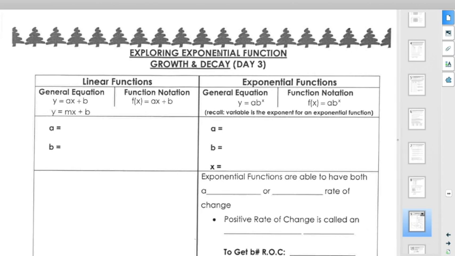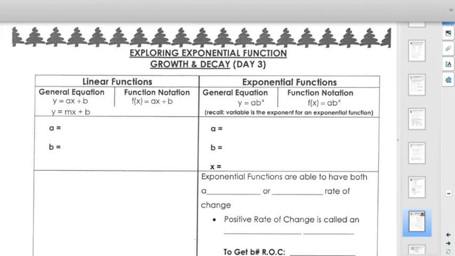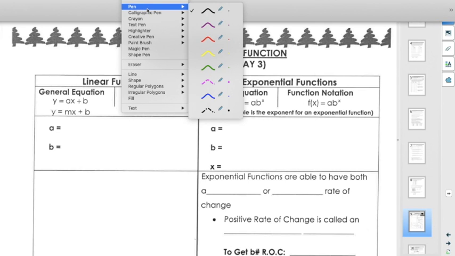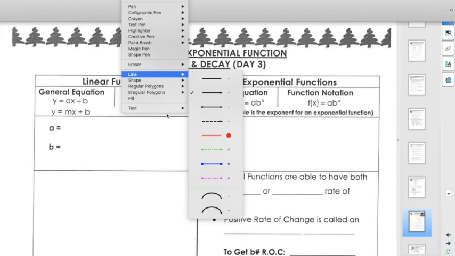Functions. Today we're going to look at the growth or decay aspect of exponential functions. So let's get down these notes here. Make sure you guys are writing down these notes. Everything I say, everything I write, make sure that you get it down.